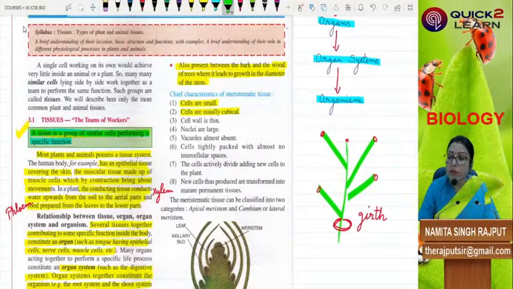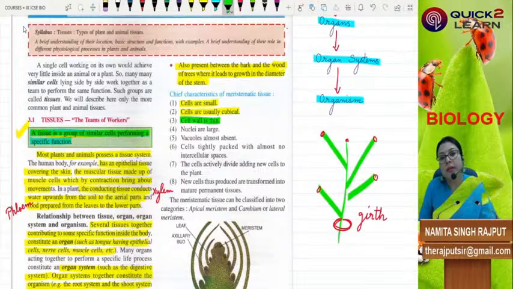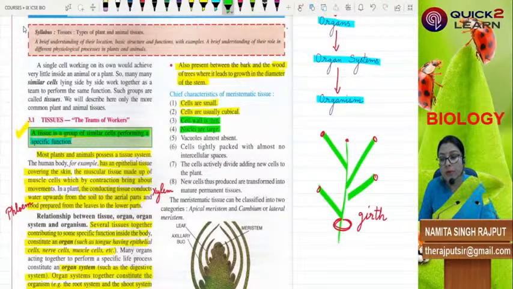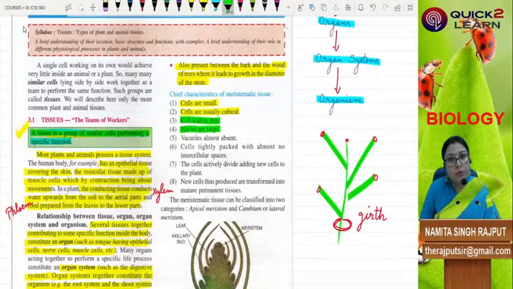Then the cell wall is thin. Again, all these characteristics facilitate quick reproduction, because at meristematic tissues we need them to reproduce very quickly and add to the growth of the plant. Then their nuclei are large. Why are their nuclei large? Because the main purpose of the nucleus is to provide for reproduction. The nucleus divides, the genetic material divides, so the nuclei have to be very large because these are actively dividing cells.